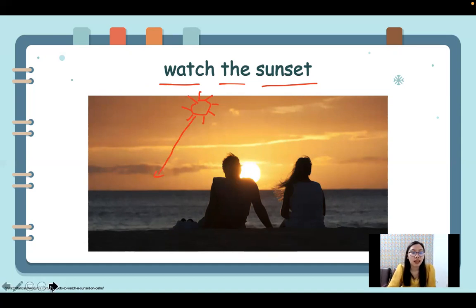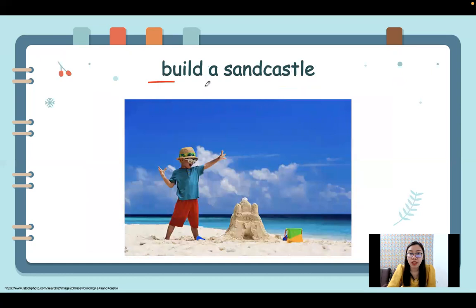Then build a sand castle. Build a sand castle. All right, so build a sand castle like this one. This is a sand castle. But sometimes it just looks like this one, Shimai. Build is like making. Build a sand castle.